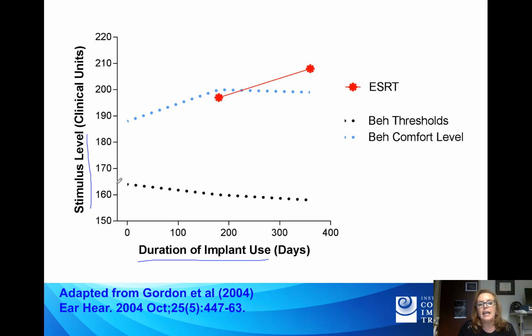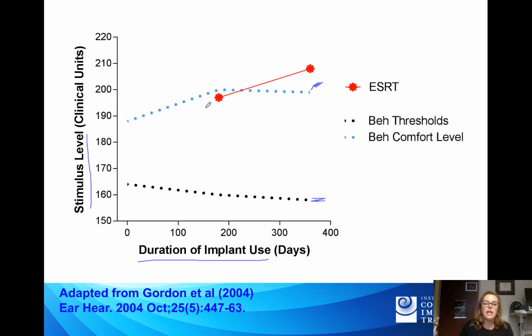And what you're looking at on the bottom here, these black dotted lines represent behavioral thresholds that were measured with the participants in the study. And the blue upper line represents the behavioral upper stimulation levels, or C or M levels, for these patients in the study over time. So typically what they see is that lower stimulation levels are relatively constant.